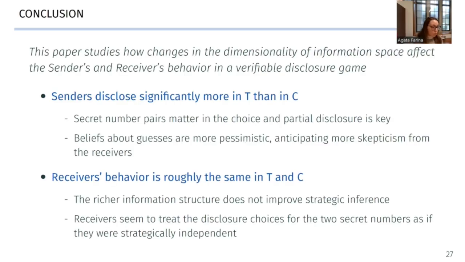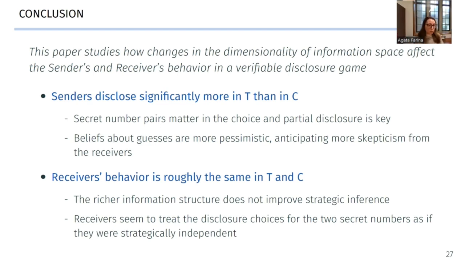Okay. So now let me just conclude. In this paper, we study how changes in the dimensionality of the information space affect the behavior of sender and receiver in a verifiable disclosure game. We find that senders disclose significantly more in the treatment compared to the control. In particular, we find that the pair of secret numbers matters in the choice and that partial disclosure plays a key role in this increase in information. In addition, we find that senders become more skeptical about receiver guesses, mostly when there is partial disclosure.